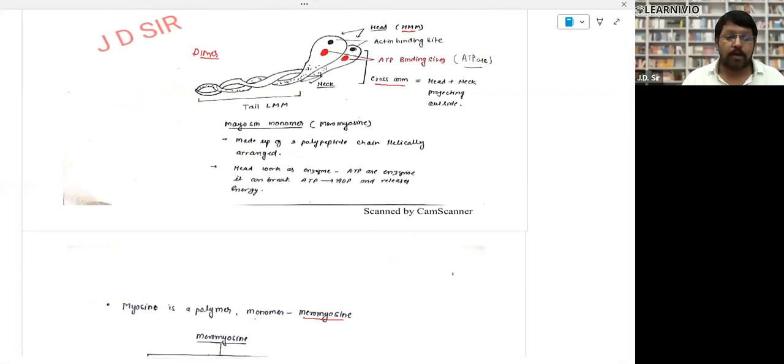Myosin monomer is called meromyosin. It is made up of two polypeptide chains helically arranged. The head works as an enzyme, ATPase enzyme. It can break ATP into ADP and release the energy.